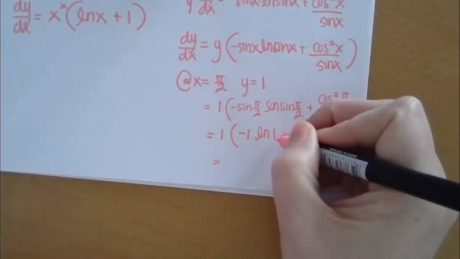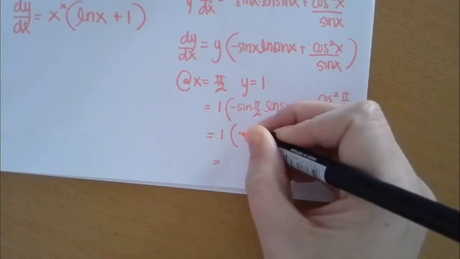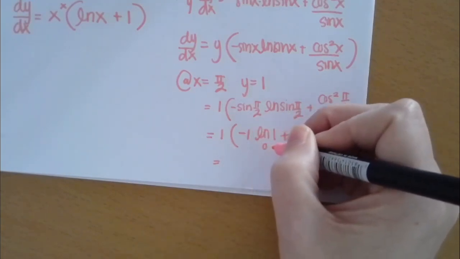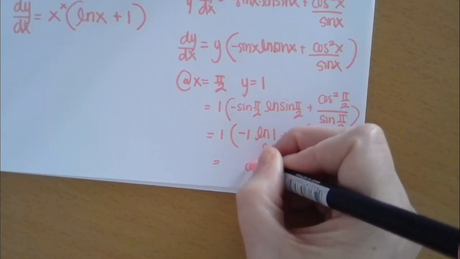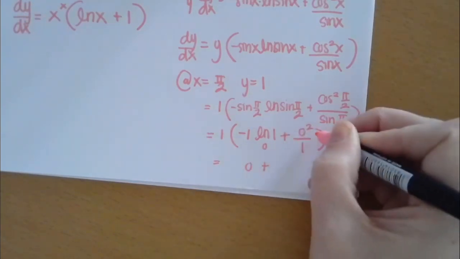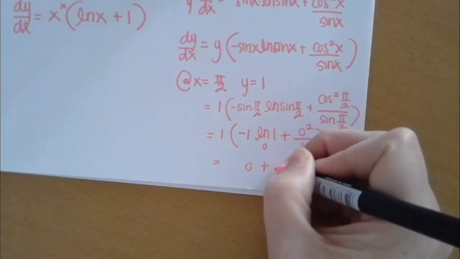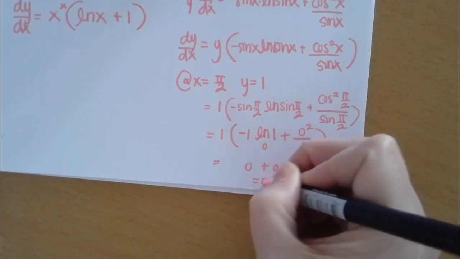Now, natural log of 1, that's 0. So we have negative 1 times 0, well, that's 0, plus 0, because 0 divided by 1 is just 0. So our slope is 0.